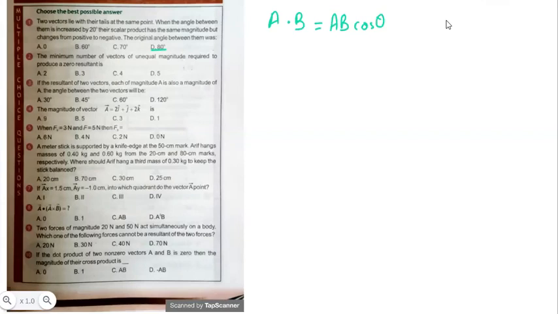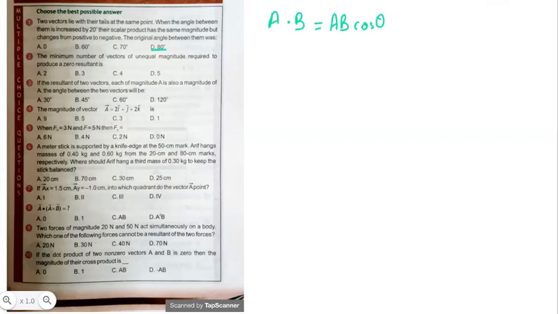Question number 2 is: the minimum number of vectors of unequal magnitude required to produce a zero resultant. So how many minimum vectors are required such that when we add them, their resultant is zero? Yes, Huda, you are right. It is 3.